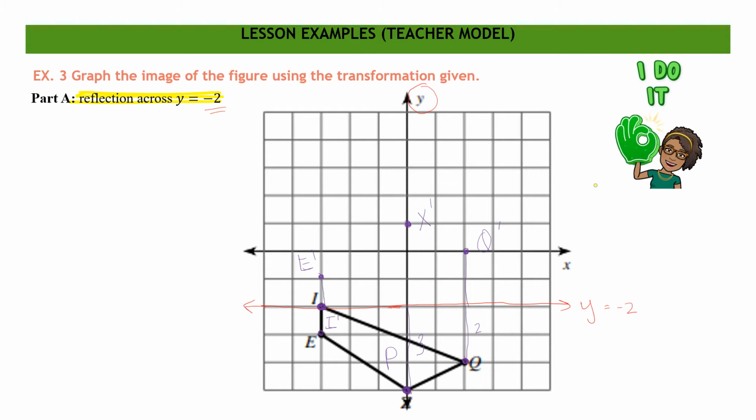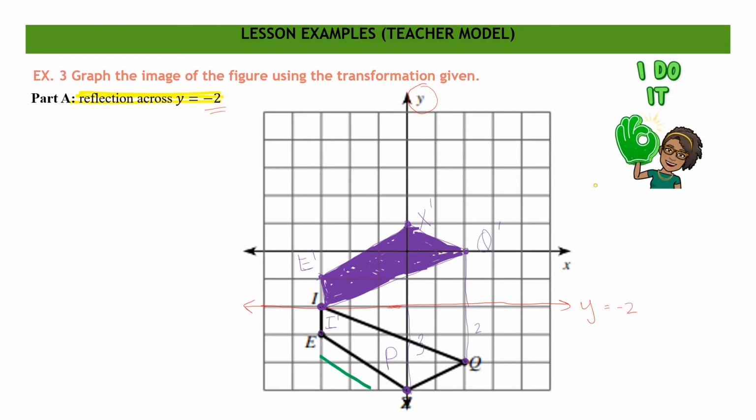So now that I have all 4 of my points, I can go ahead and connect the vertices. And let's go ahead and highlight that in so you guys can see the difference. Here is my image that has been reflected over the y equals -2 line. There's my image. So as you can see, you can also determine now that because y equals -2 is a linear function, when we reflect over a linear function, it changes the direction of the figure.